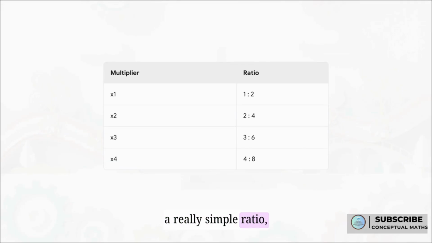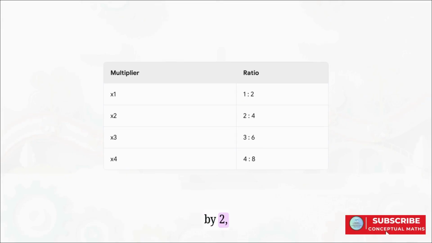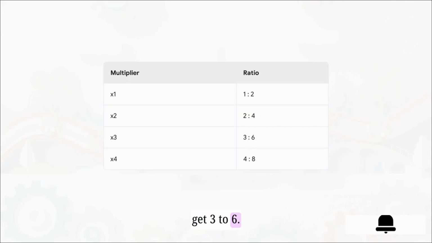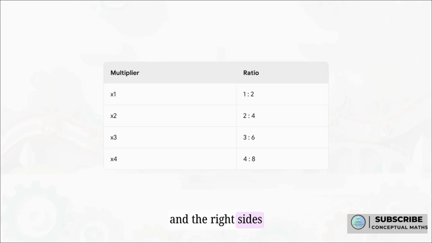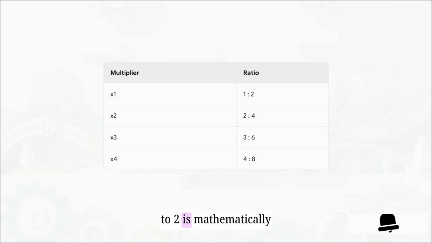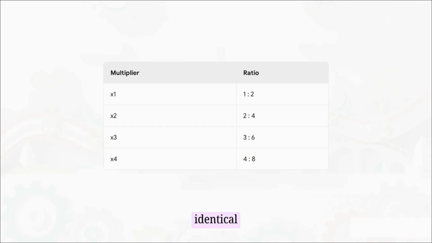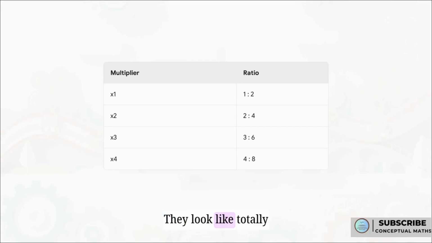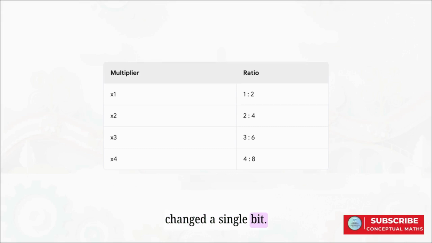Let's start with a really simple ratio, 1 to 2. Watch what happens when we introduce a multiplier. If we multiply both sides of that ratio by 2, boom, we get 2 to 4. Multiply by 3, we get 3 to 6. Multiply by 4, and we hit 4 to 8. See what's happening? Because we applied the exact same multiplier to both the left and the right sides of our starting ratio, 1 to 2 is mathematically identical to 2 to 4, which is identical to 3 to 6, and yep, identical to 4 to 8. They look like totally different sets of numbers, but their core value hasn't changed a single bit.